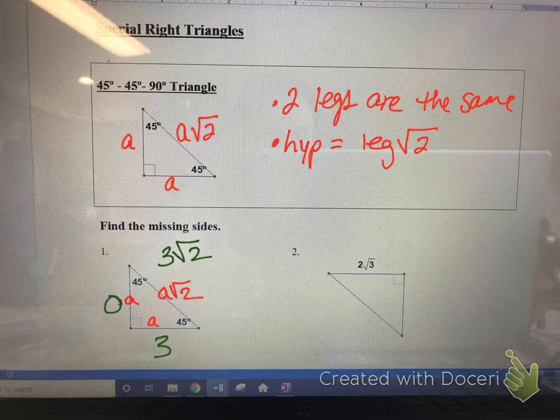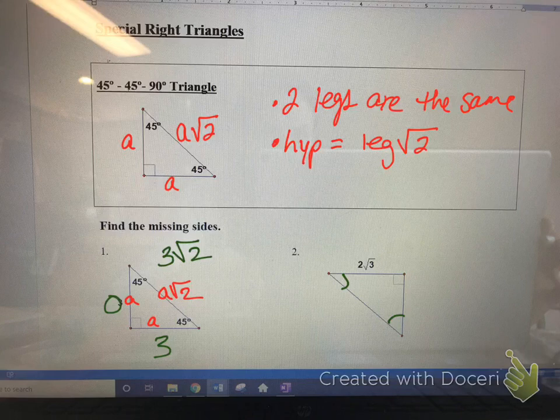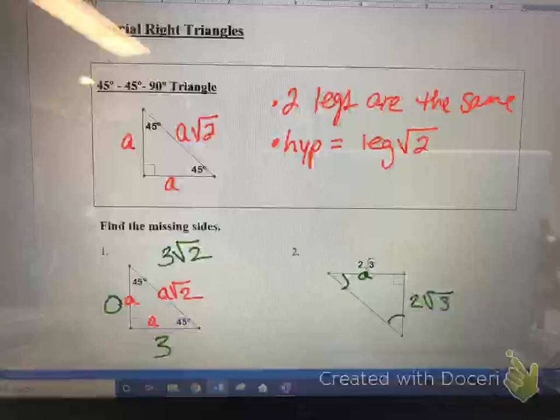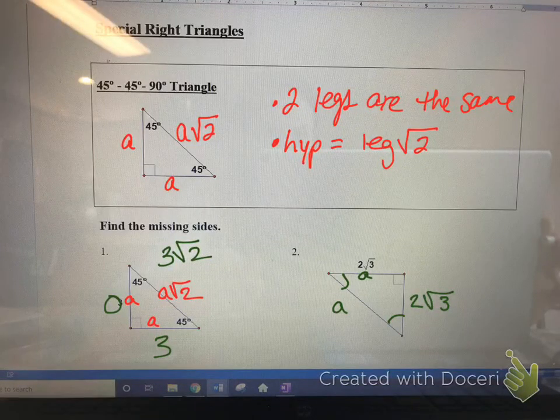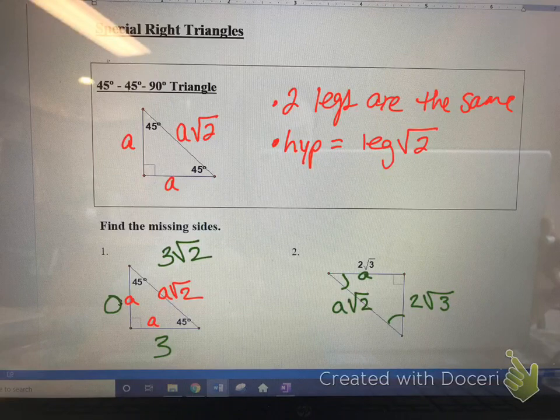Number 2, so this one, normally there's more markings here. So you'd have something like this where the little squiggles in the corners show that the 2 sides are the same. So my new side length is 2 root 3. So this is also 2 root 3. And remember, my hypotenuse is always going to be a root 2.